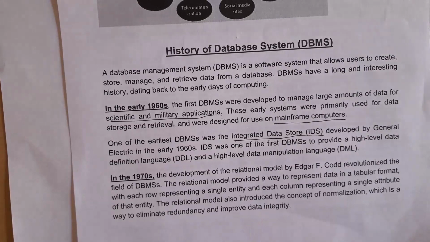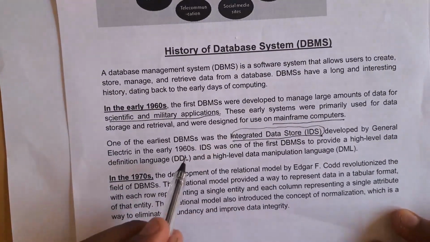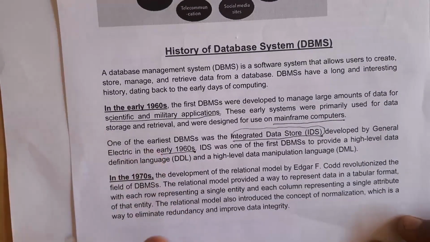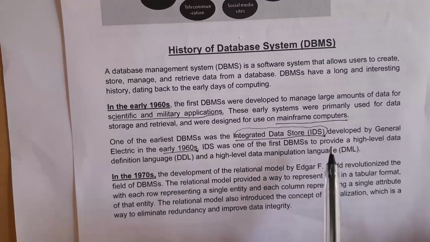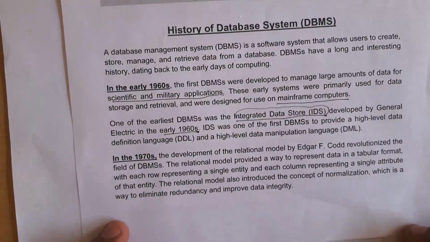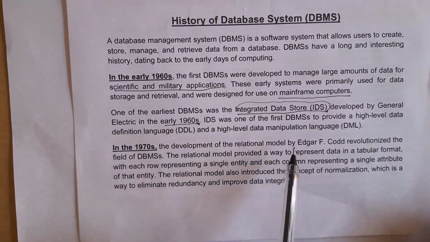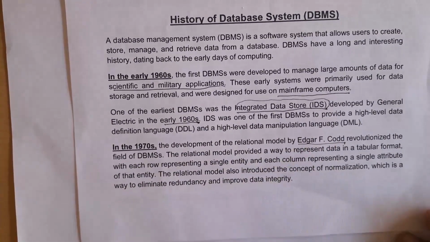The early database management system software was the integrated data store, which was developed in the early 1960s. We call this early database management system software integrated data store. This integrated data store software supports data definition language and data manipulation language. Next, in the 1970s, the relational model was developed by Edgar F. Codd. He is the person who developed the relational model.